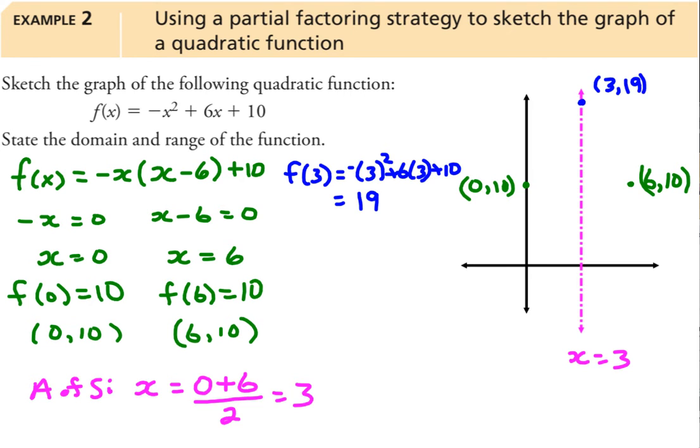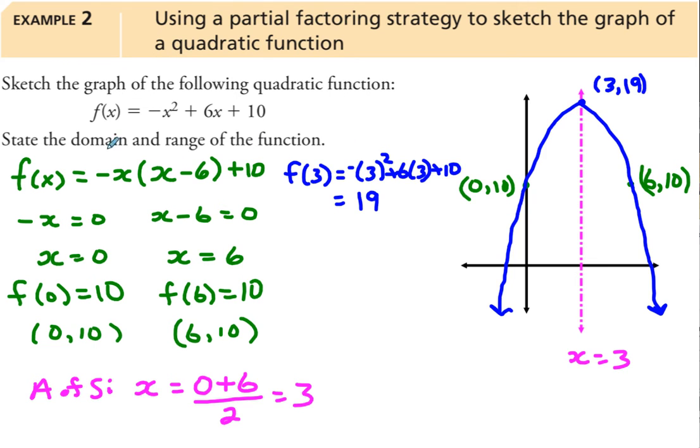So there's our (3, 19), and now we draw. And this time I drew it a little bit more carefully. And our shape looks something like this. Now I don't know what my x-intercepts are. I'm not asked for that in this question. But that is a very nice sketch of this quadratic function.